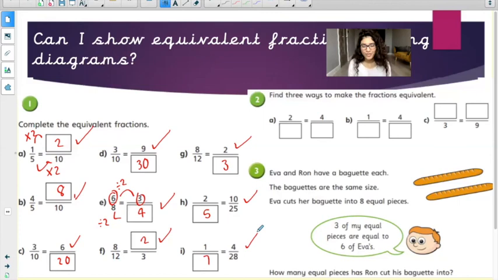Question number 2. Find 3 ways to make the fraction equivalent. So you're trying to work out and create equivalent fractions here. Off you go. So here are the fractions that I have made, but you may well have made different ones.